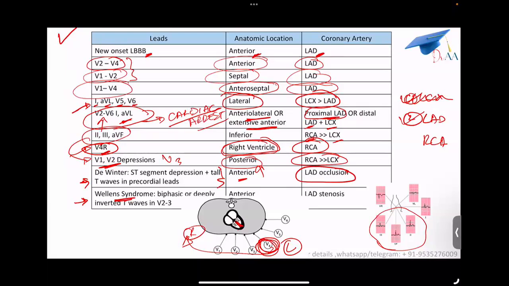Wellen syndrome again represents an anterior wall MI. It's basically LAD stenosis, stiffening of the artery. Whenever there is an increased demand by the heart, it is not able to supply because this coronary artery can't dilate because it is stiffened. There might be calcium deposit in the walls of the coronary. That's why it is not getting dilated. Hence, there is no blood supply at all. So this becomes the description.